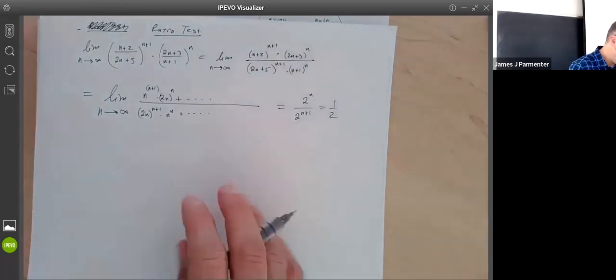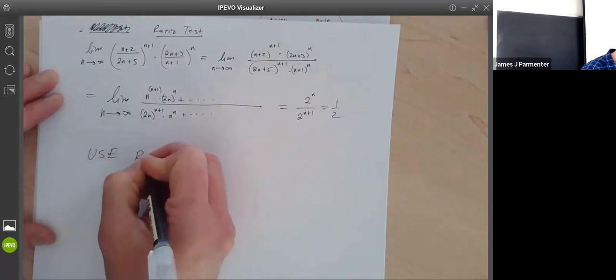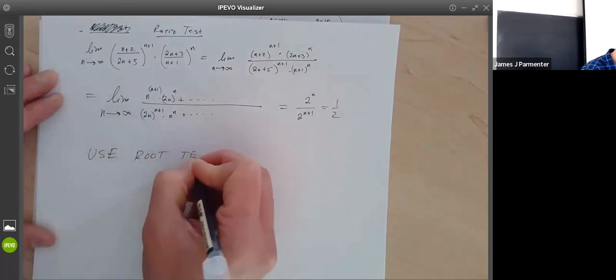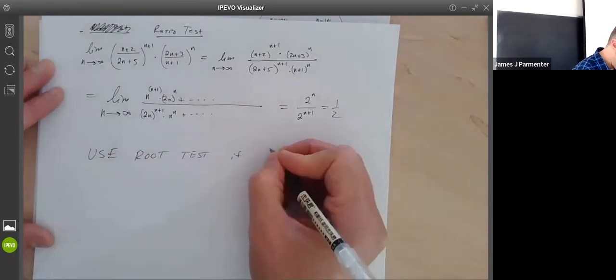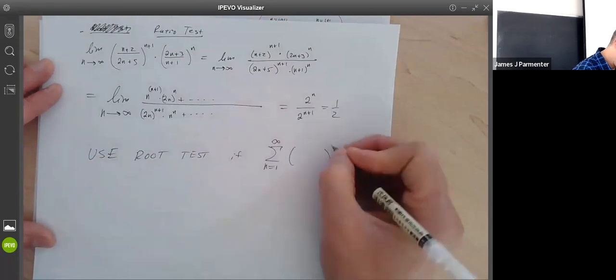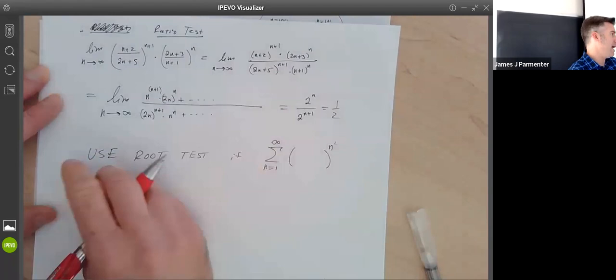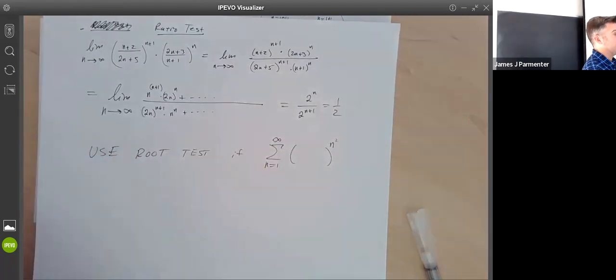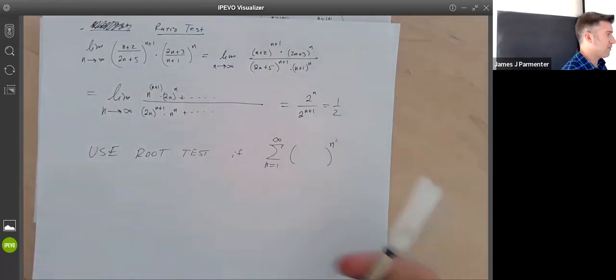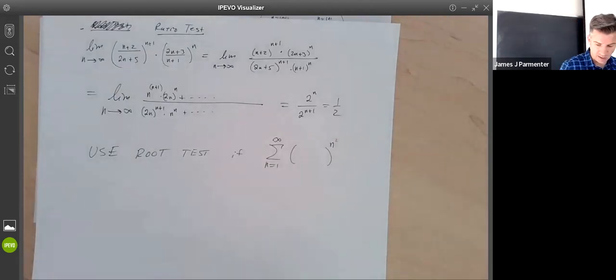So the root test, use the root test if you essentially have the sum from n equals 1 to infinity of a whole bunch of stuff raised to the nth power, or the n squared power, or the n cubed power, something that's going to simplify nicely when you take the nth root of it. But definitely not for things that don't. Like any of the other problems we've done with a factorial, the root test should only ever really be used in this one kind of special case.